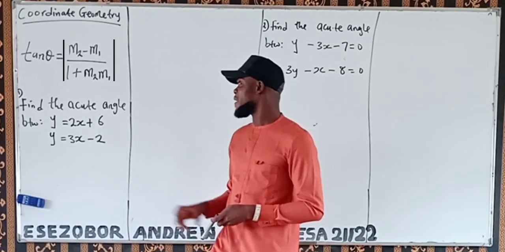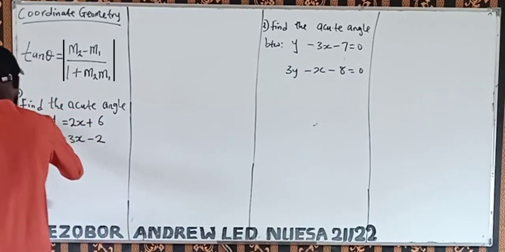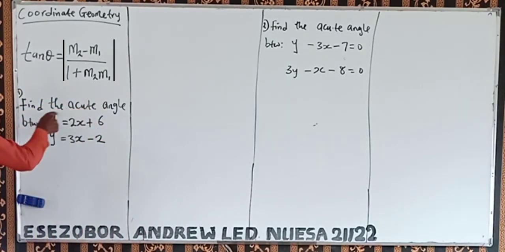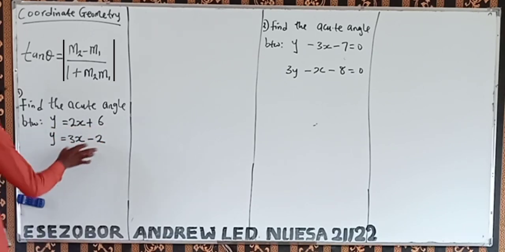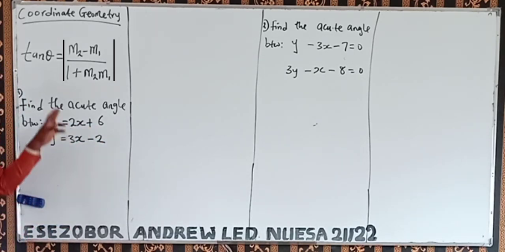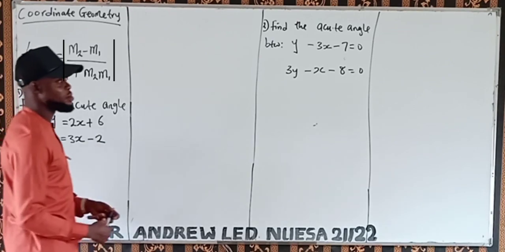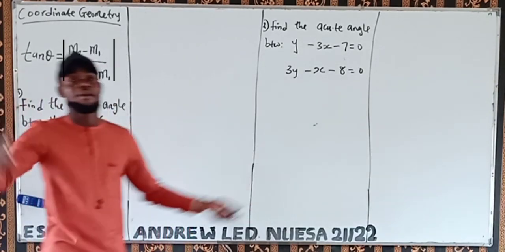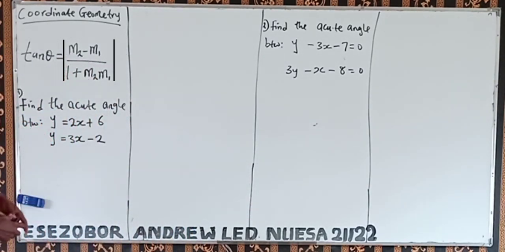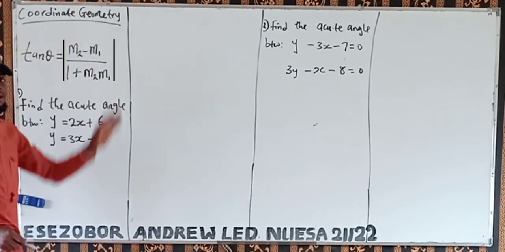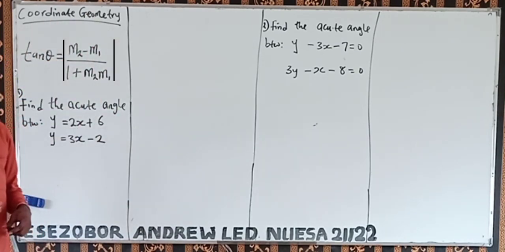Between two lines. Now the first question is to find the acute angle between y is equal to this and y is equal to this. The acute angle between y is equal to 2x plus 6 and y is equal to 3x minus 2. How do you get the acute angle between those lines? Now I can just tell you, find the acute angle between two lines whose gradients are this and this. I'll just give you the gradients. You are also good to go with that.